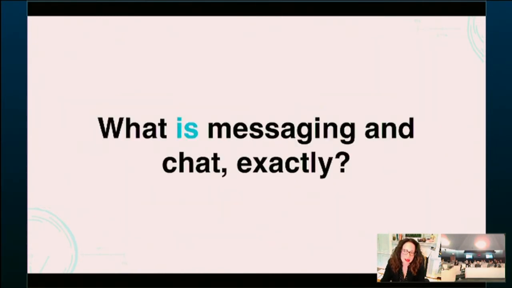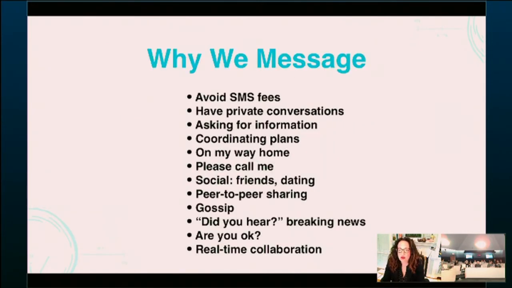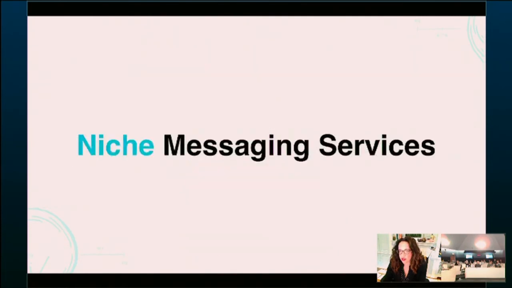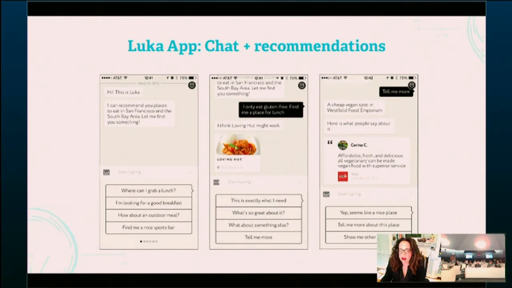So the question is, what is messaging and chat, and why should you care? Well, the reason that we message is to avoid fees. We have private conversations. We ask for information. We do all different kinds of things when we message. And there are niche messaging services. So this is called Luca. It's an app that only works in San Francisco right now, but it allows you to have a chat with your phone or the application, and it will make recommendations about what to do and what to eat and that sort of thing.